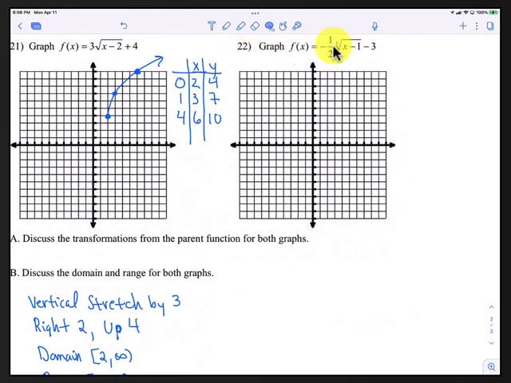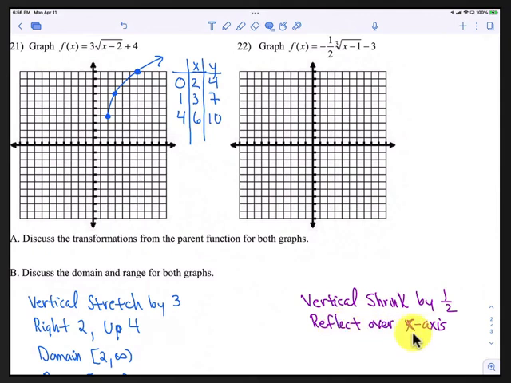All right, and for graph number 22, looks like we have a cube root function. All right, let's talk about the transformation. We have a 1/2 in front. So when you multiply by half, you vertically shrink the graph by a half. Now there's also a negative there, and that negative reflects it over the x-axis. We have the x minus 1 inside, and we also have the -3 outside. The x minus 1 is going to move it to the right 1, and then the -3 moves it down 3.